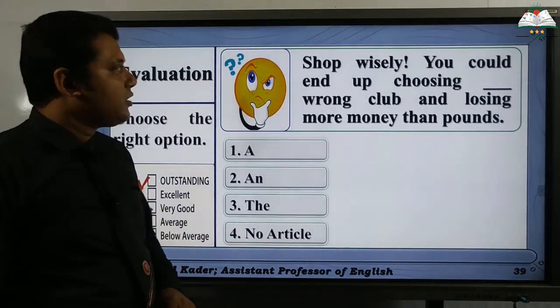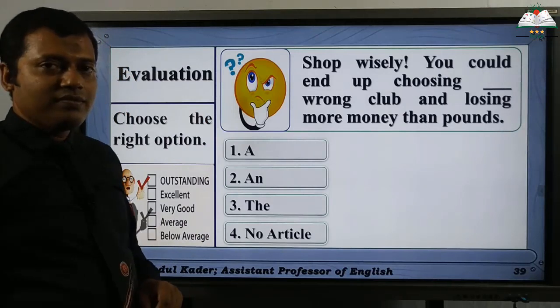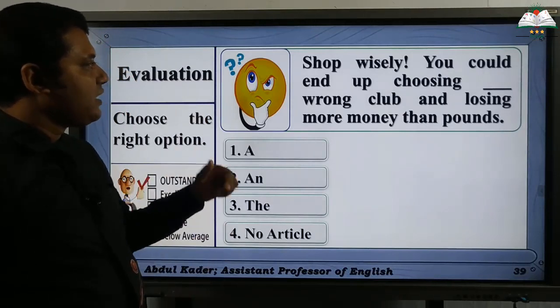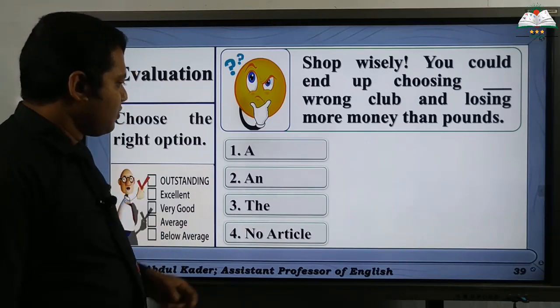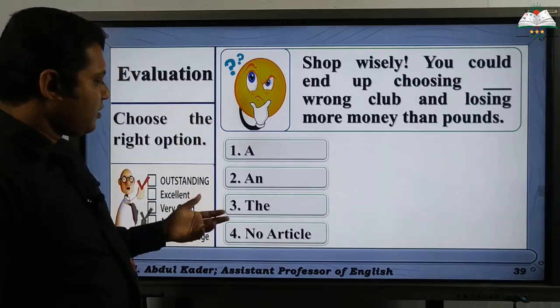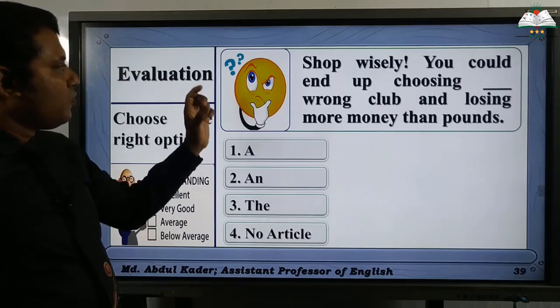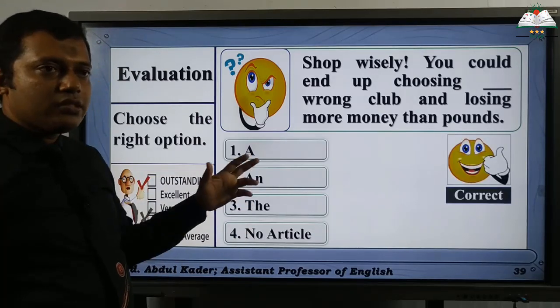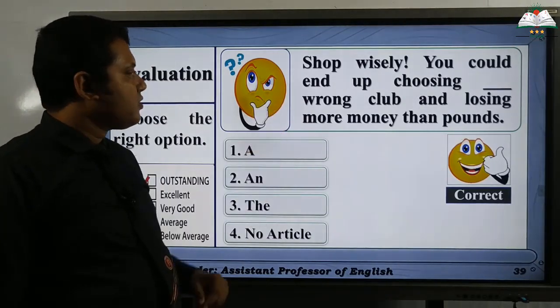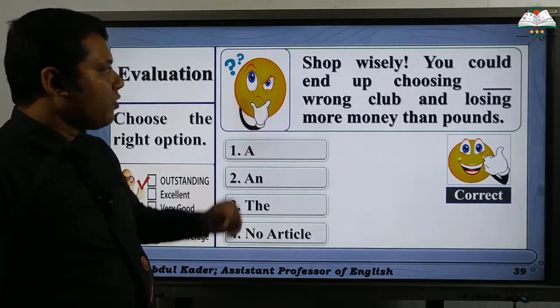Now next question. Shop wisely. You could end up choosing dash wrong club and losing more money than pounds. So these are the options: A, the, and no article. So what will be the option? See here. The correct option is the here. You have to use the before wrong. Okay.